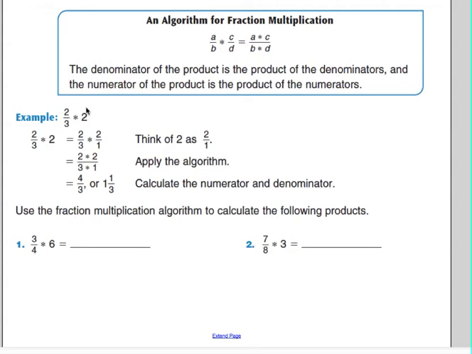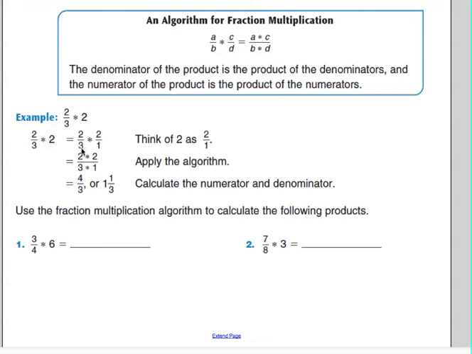Now, we know that we can take any whole number and put it over 1, and it's going to still be the same value. 2 over 1, that fraction still has a value of 2. 2 divided by 1 is 2, right? We could use, let's say, 8 over 4. 8 over 4 has a value of 2, right? So you could use any fraction that has a value of 2, but why not use the simplest, the lowest numbers? So just take your whole number and put it over 1.